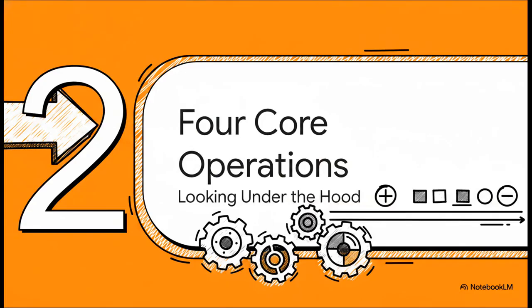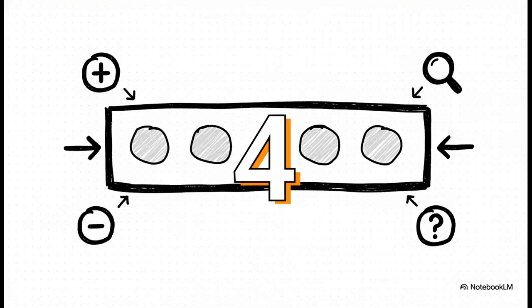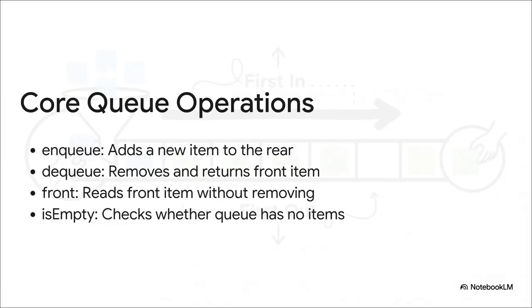Moving right along to Section 2, 4 core queue operations, looking under the hood. Here's the best part. To totally master queues, you only need to memorize exactly 4 operations. Just 4. That's your entire toolkit to control this whole data structure. Let's unpack that toolkit. First up is enqueue. This is super simple. It just adds a new item to the rear of the queue. Literally, just a person joining the back of the line.